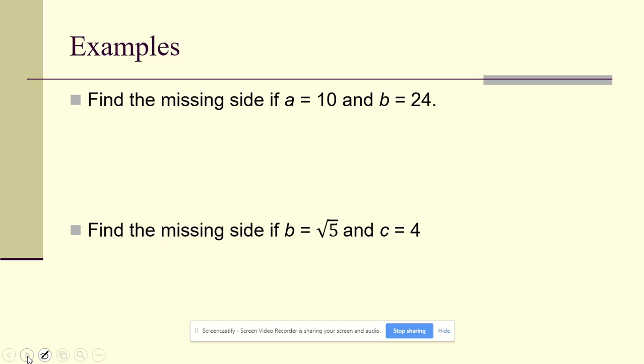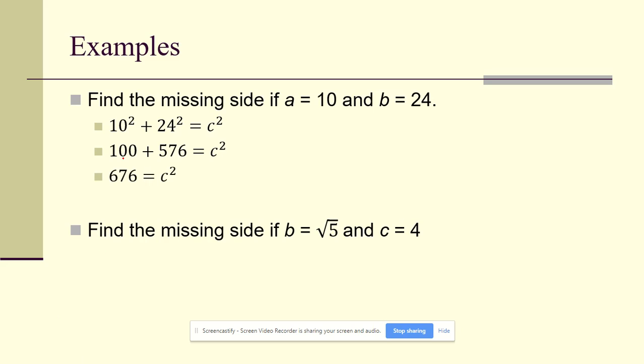For the top example, A is equal to 10 and B is equal to 24. So in the Pythagorean theorem, I'm going to plug in 10 for A and 24 for B. At this point, I will evaluate 10 squared and 24 squared to get 100 and 576. I'll add those two numbers together to get 676. And to find C, I square root both sides. And since we're working with geometry, only the positive root is the root I want to look at. And that makes C equal to 26.